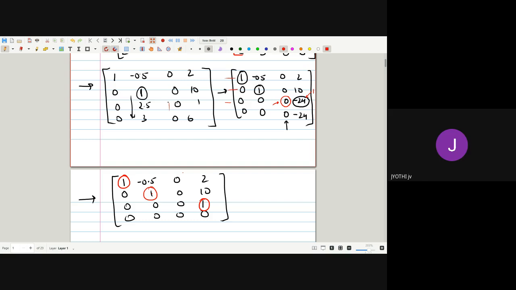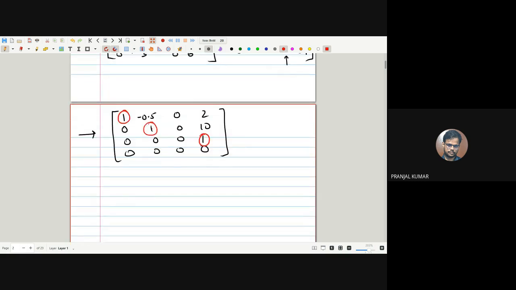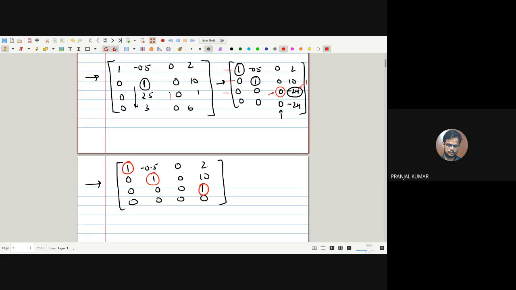I would try to make it non-zero. If not possible, then I would move to the next pivot position, which is this. Clear? Okay, so what are the bases for this row space?